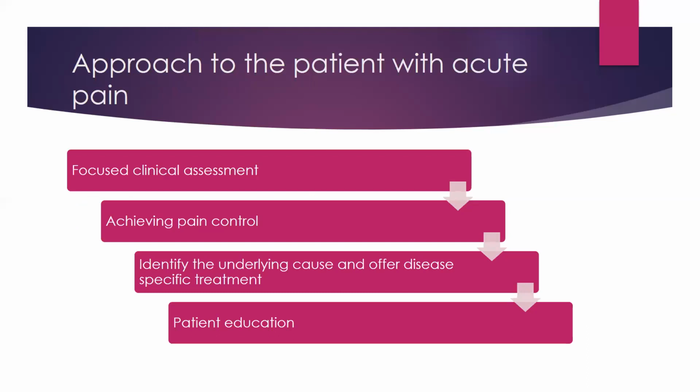So how do we approach the patient with acute pain? The first thing is to have a focused clinical assessment. We need to be able to take a detailed history that is aimed at controlling pain, identifying the underlying problem, and then offering treatment. So after assessment, we want to achieve pain control, then identify potential underlying causes or diseases and offer specific treatment. We've said that this is pain that is going to go away when the healing process occurs. So we should be able to identify the illnesses and give treatment so that we can get our patients off analgesics quickly. And then the final bit is patient education.